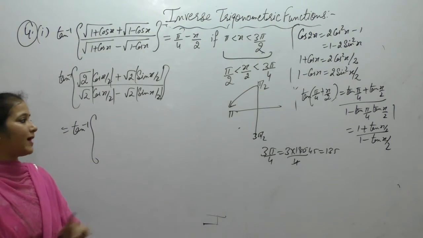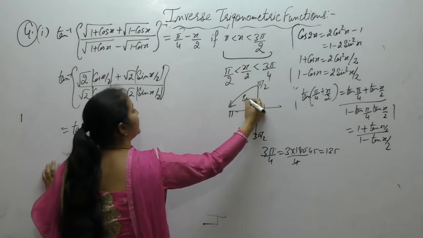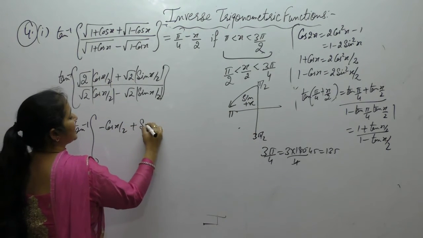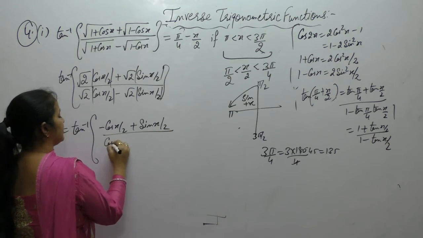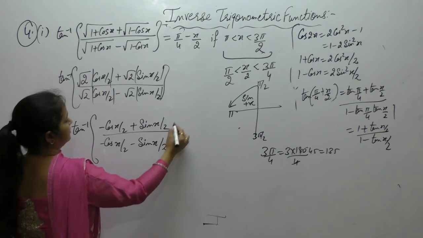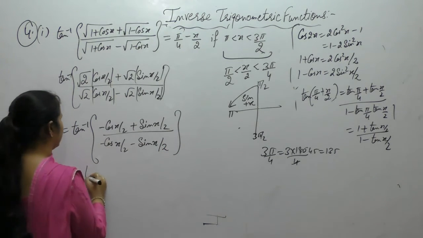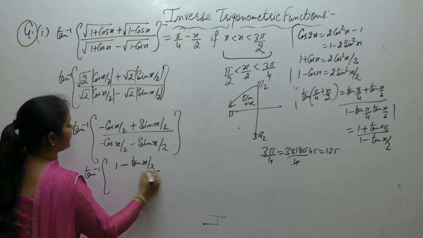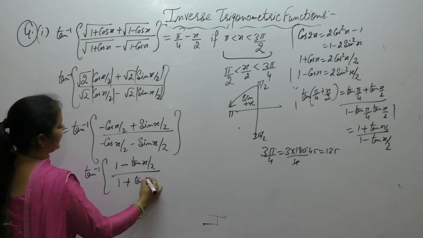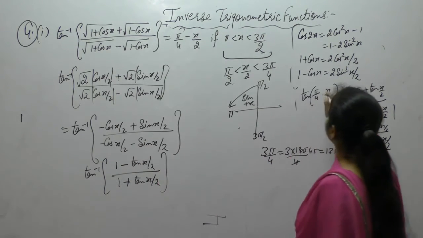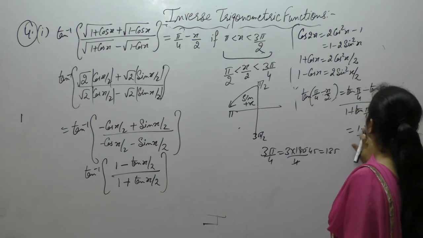Between pi by 2 to pi, sine is positive here, but cos is negative. So cos is negative and sine is positive. So minus cos x by 2 minus sine x by 2. Clear? Now take negative common, cos x by 2 common. So 1 minus tan x by 2, 1 plus tan x by 2. यही आया हमारे पास, 1 minus and 1 plus. So instead of positive, negative sign here and positive here.